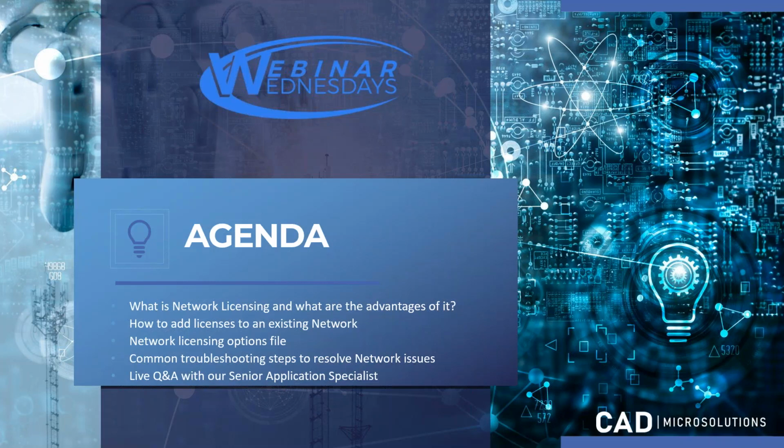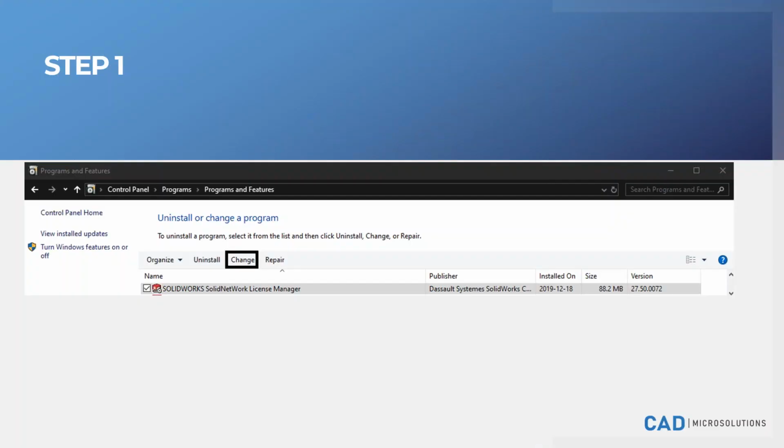With that out of the way, the next thing I'd like to go over is how to add licenses to your network. For this part, it's going to be slideshow based, but this will also be provided afterwards. What you want to do is go to your Control Panel. You're going to look for your SolidNetWork License Manager. This will be the server, just to clarify as well.